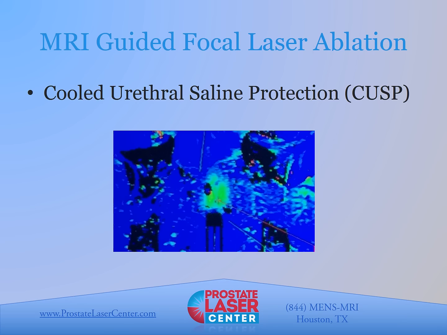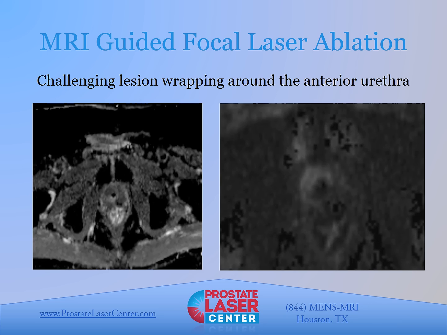In the last slide, I showed an example of an ablation of a lesion that was right next to the bladder and how we're able to ablate that lesion without damaging the bladder. Well, how do you destroy a lesion that's right next to the urethra without destroying the urethra? Well, we put in a Foley catheter in the urethra, and through that catheter, we can use saline that we pump through the catheter as we're doing the ablation in order to ablate tissue that goes right up to the urethra without destroying the urethra itself. Here you can see this zone of ablation with a defect right where the Foley catheter is going through the urethra with cooled urethral saline protection.